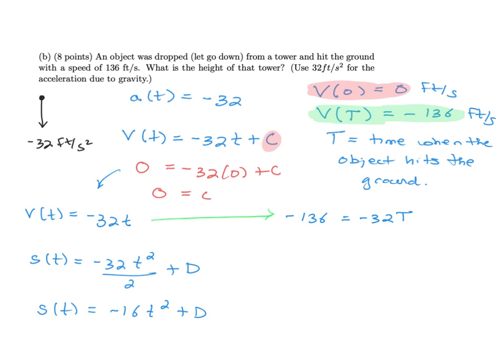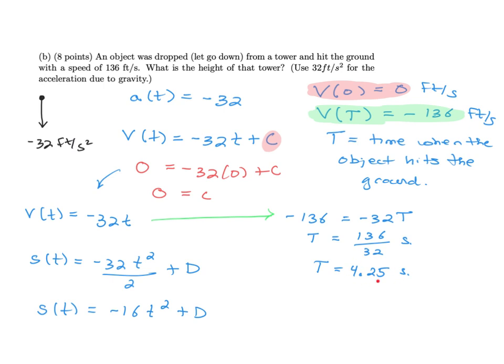I'm going to divide both sides by 32. So T is equal to positive 136 over positive 32 seconds. Now what does that simplify to? So 136 divided by 32 is 4.25 seconds. That is how long it takes the object to hit the ground.